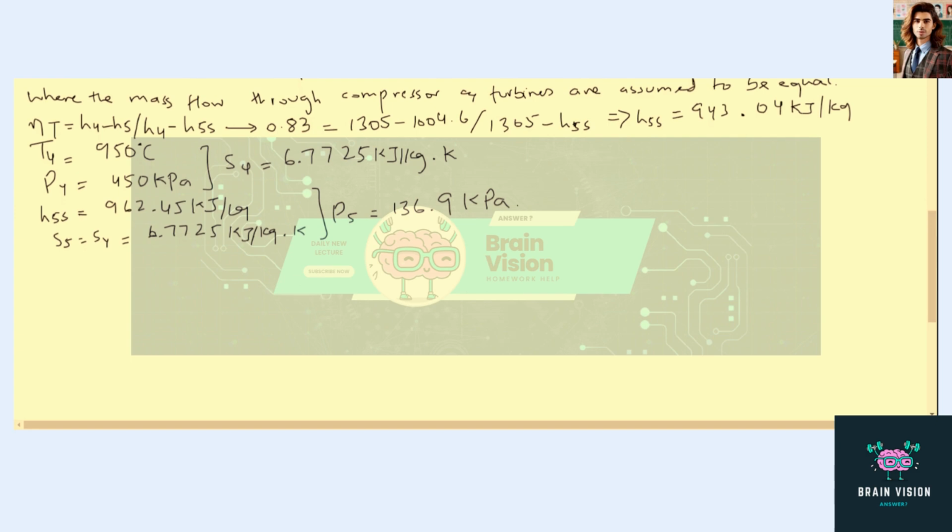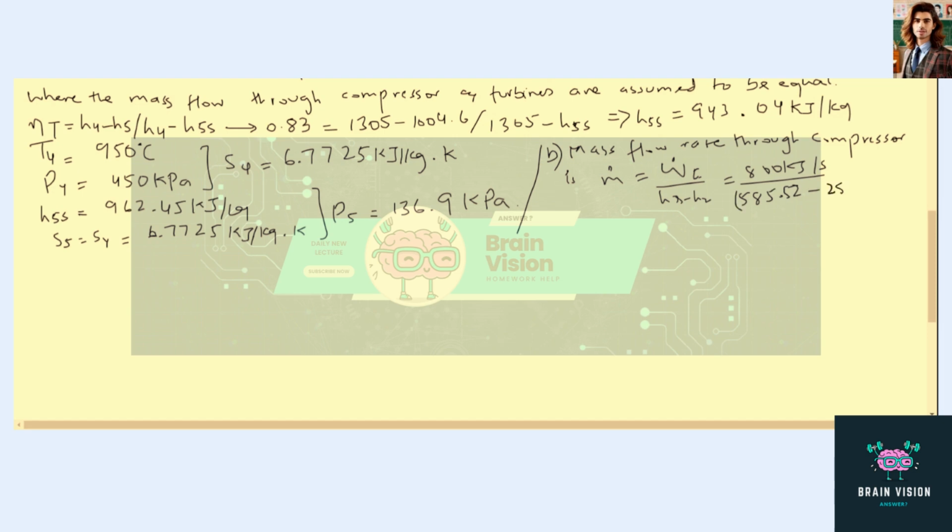So now the mass flow rate through the compressor: m dot is equal to Wc power divided by H3 minus H2, that is 800 kilojoule per second divided by 585.52 minus 284.93, and the answer comes out to be 2.661 kg per second.